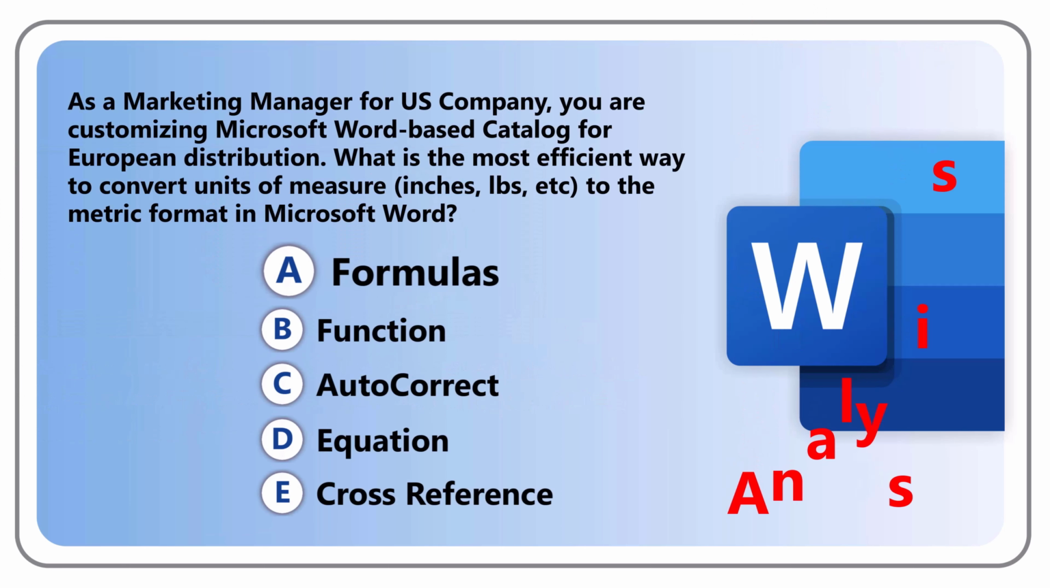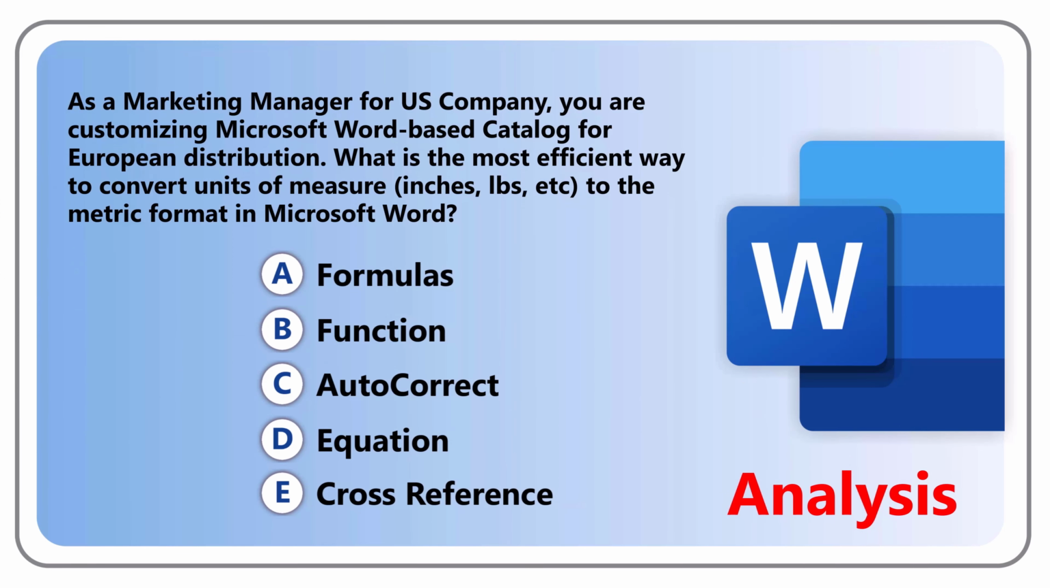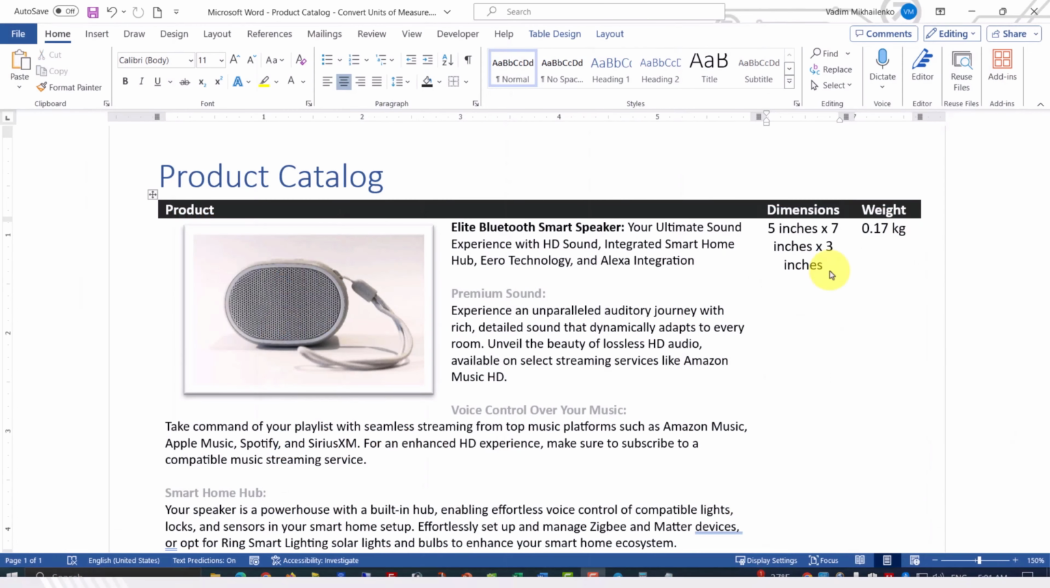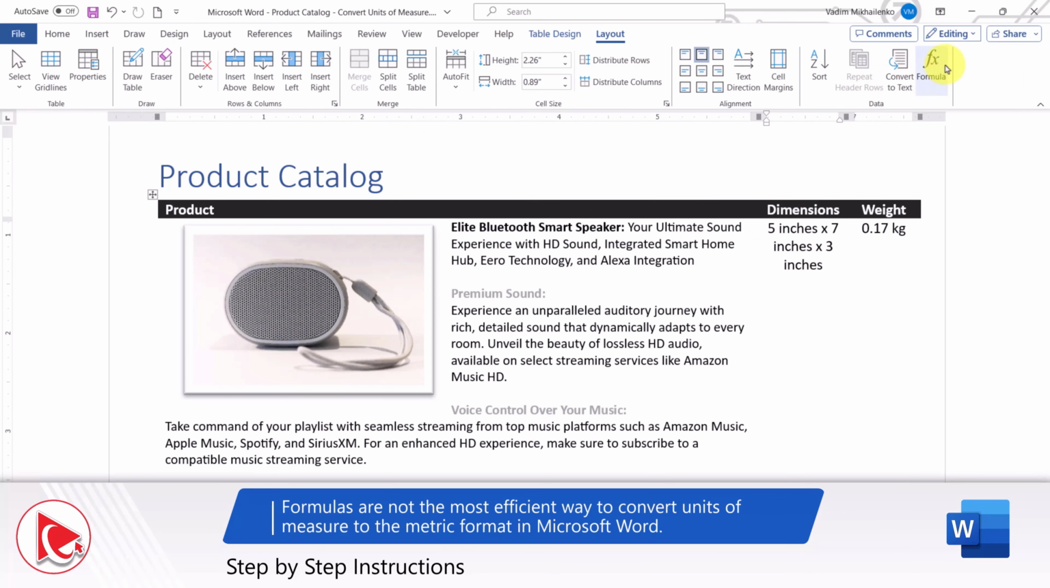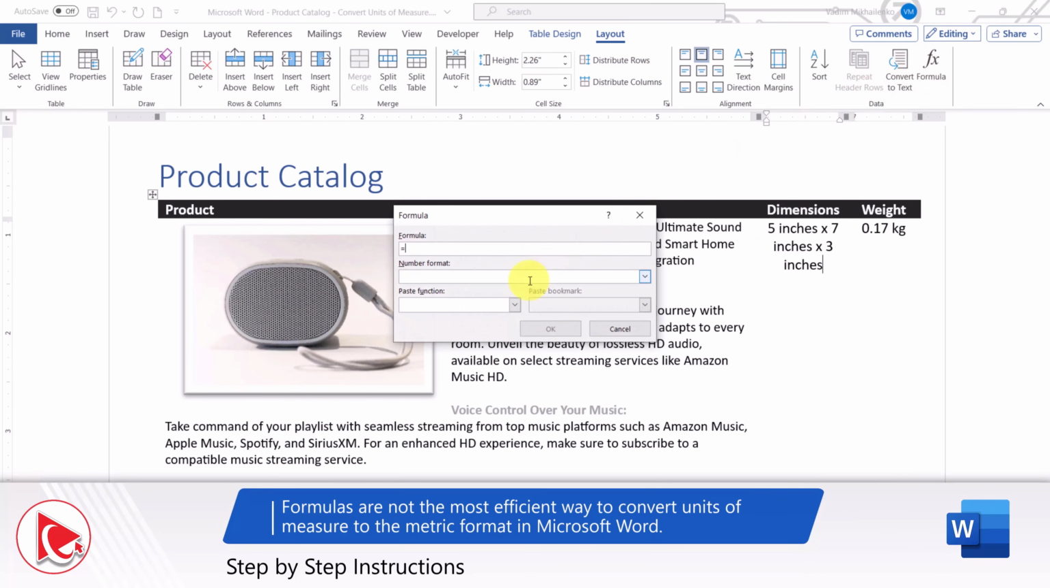Let's examine each provided answer option to identify the accurate solution. Let's start with option A. I think formulas are used for mathematical calculations, but they are not the most efficient way to convert units of measure to the metric format in Microsoft Word.